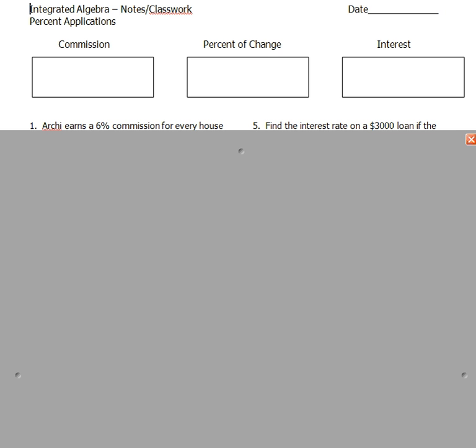Commission is if you're like a car salesman or a realtor, you earn a percentage of what you sell as commission. Okay, and that's going to be earnings over sales equals percent over 100. And I'm going to do a few examples of each of these with you. Percent of change is change, which we may have used the abbreviation delta. That's the triangle. Change over original equals percent over 100.